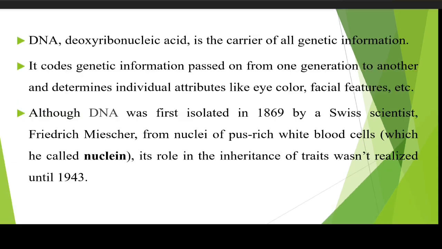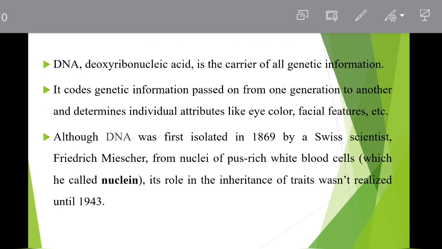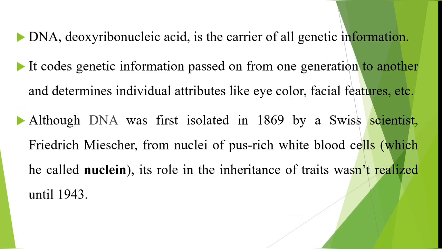So let's start. At first, DNA or deoxyribonucleic acid is the carrier of all genetic information. It codes genetic information passed on from one generation to another and determines individual attributes like eye color and facial features. All our characters are controlled by this DNA or genes.